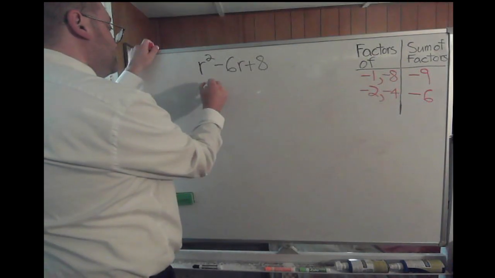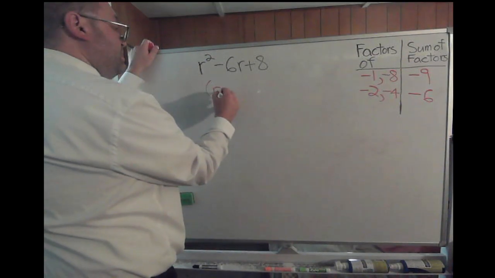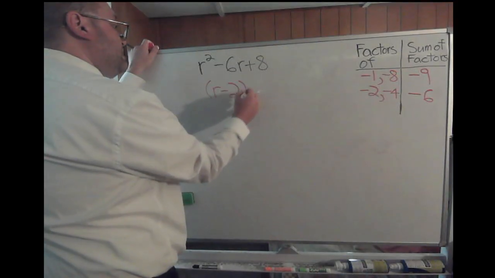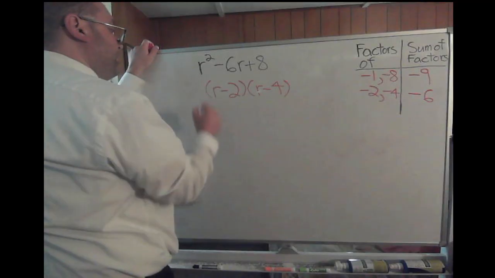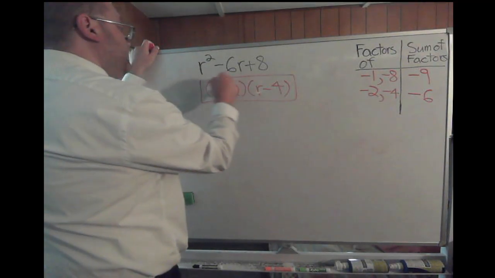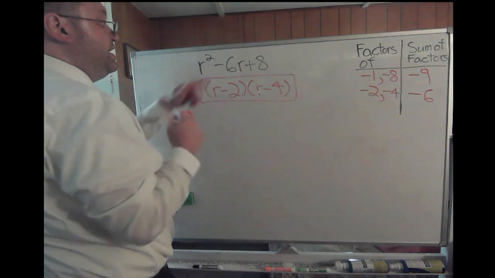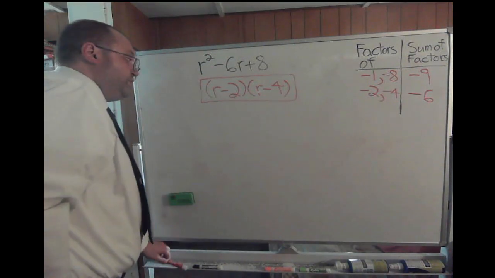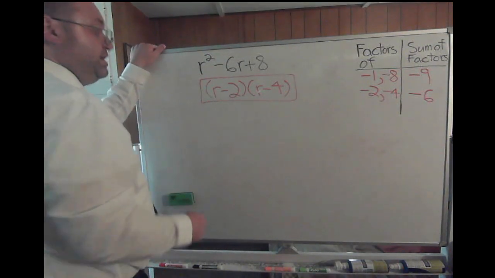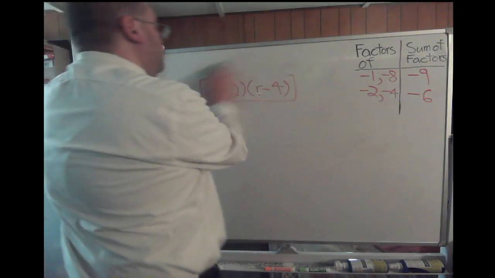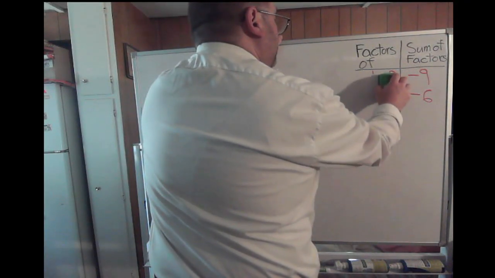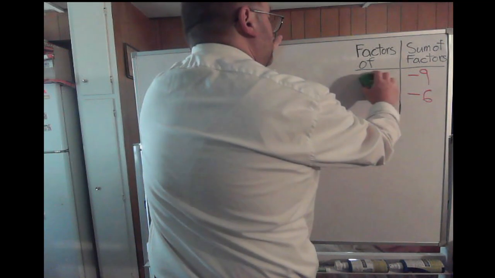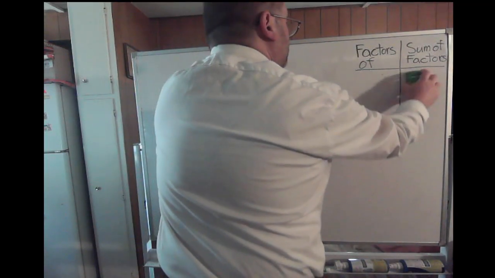It looks like it's going to be negative 2 and negative 4. So what you're going to do is take your r minus 2 times the quantity of r minus 4. And if you FOILed this out, you would in fact get r squared minus 6r plus 8. So if your middle term's negative, you just want to take the negative factors of your constant term. That's all you'll want to do.